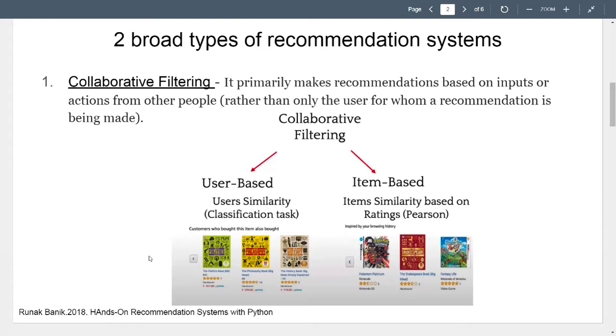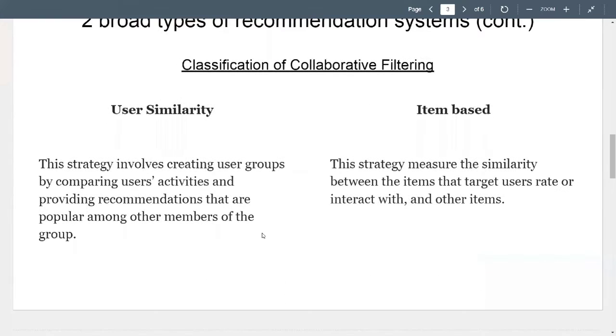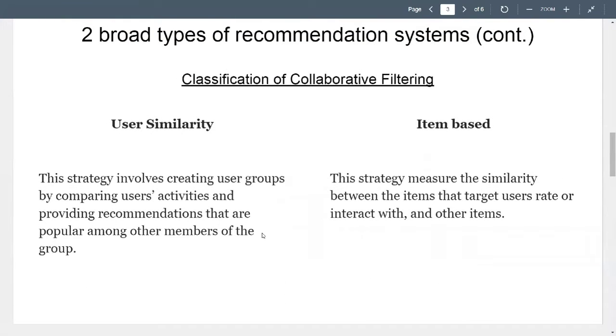For example, if you're buying something on Amazon and you pick a book, there will be a suggestion showing that customers who bought this item also bought this. This is based on user similarity. Another is item-based: if you have bought an item, there will be item similarity, meaning items that are similar to the ones you have bought. So that is item-based collaborative filtering. These are the two broad subtypes of collaborative filtering, and this is what I have explained in this table as well.